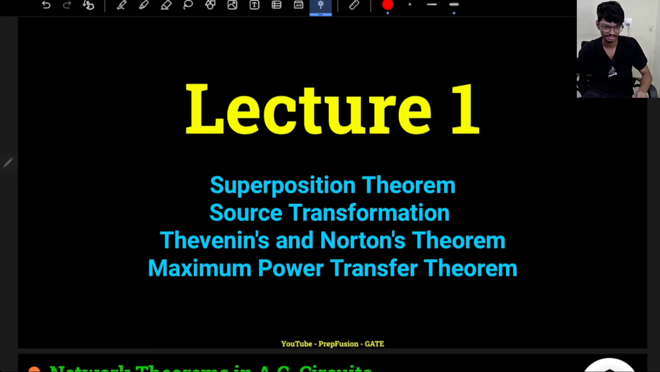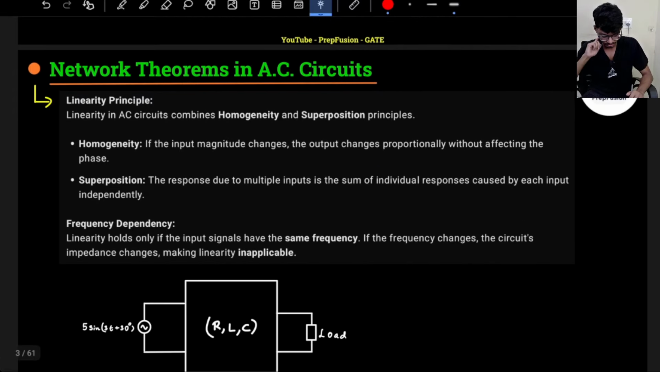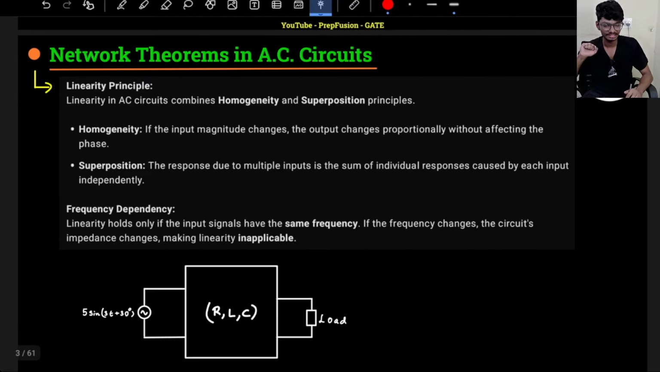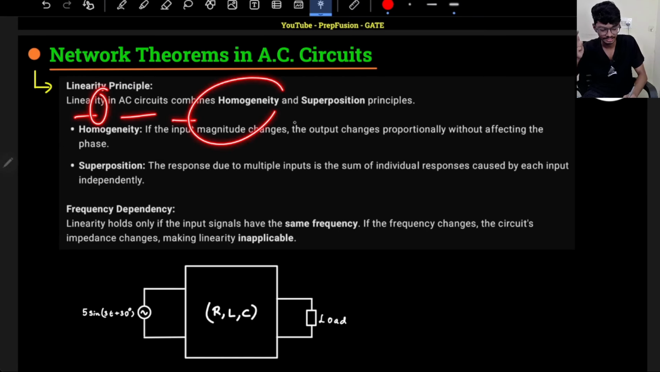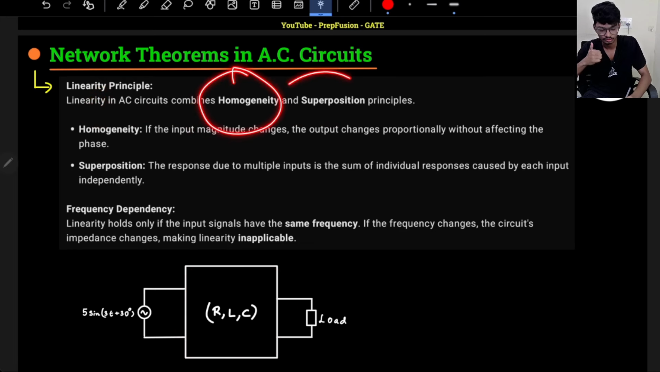Reciprocity theorem is the same, right? It does not change obviously. So before going into the superposition theorem, we have to understand linearity. Linearity in AC circuits combines homogeneity and superposition. So basically for a circuit to be linear, it has to follow the principle of homogeneity and superposition.